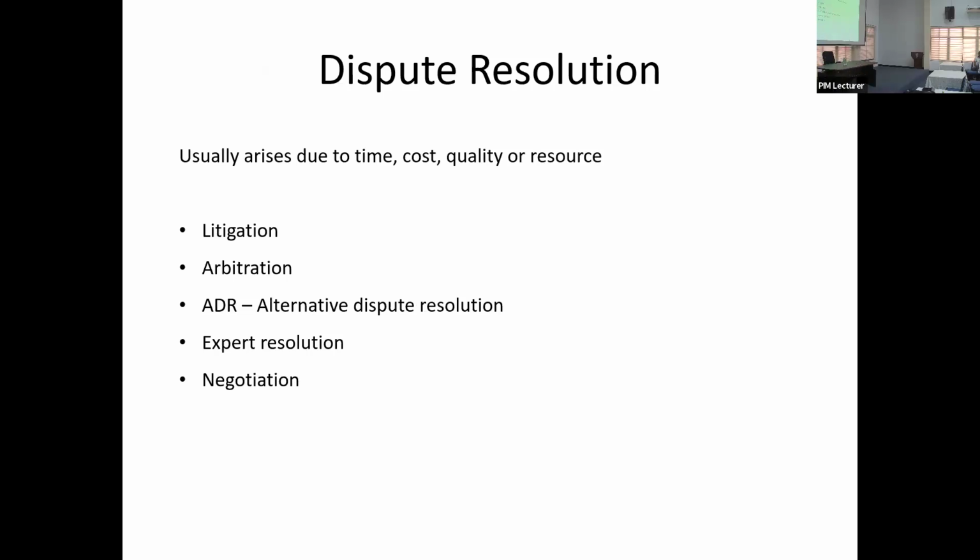So cost problems arise in a contract due to time, cost, quality, or the scope. Litigation is one thing that you want to avoid. The lawyers will make a lot of money. You don't want to go to courts and waste time. You will spend 10 years, not only in Sri Lanka, in any country, it takes a long time to resolve a dispute.